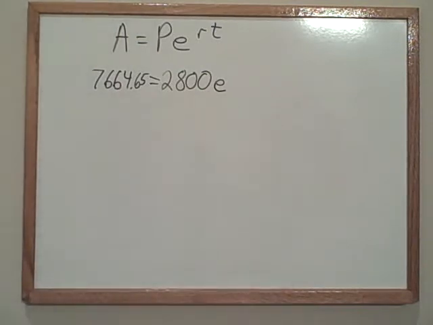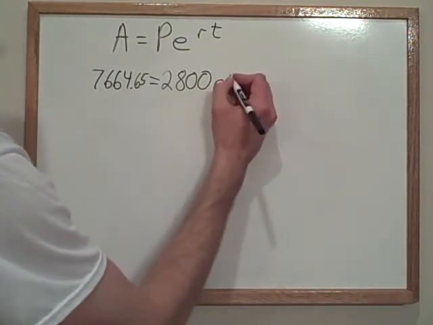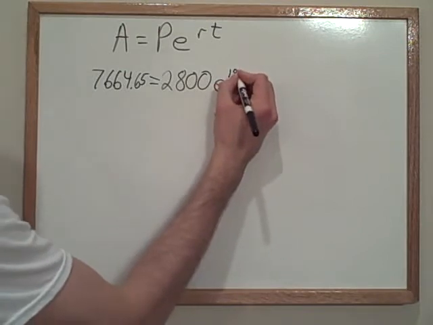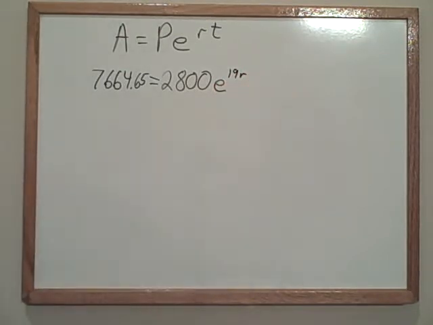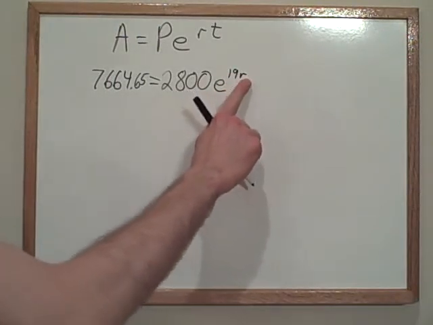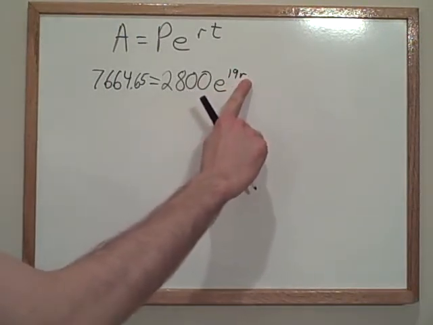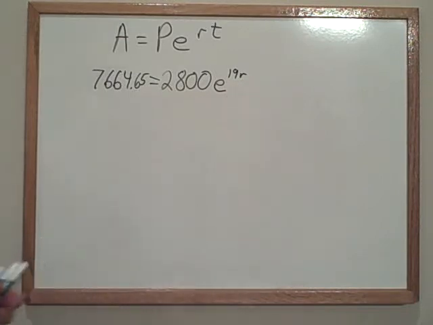E is a variable. I'm sorry, E is a number. It is not a variable. It looks like a variable, but it's not. Don't let it scare you. And then it says, what is the rate of interest? So we don't know R, but we do know time. It was 19. So 19R. We have a mess here. We got to solve for R because it's asking for the rate. Keep in mind that because it's asking for the rate, we're going to need to put it as a percent.